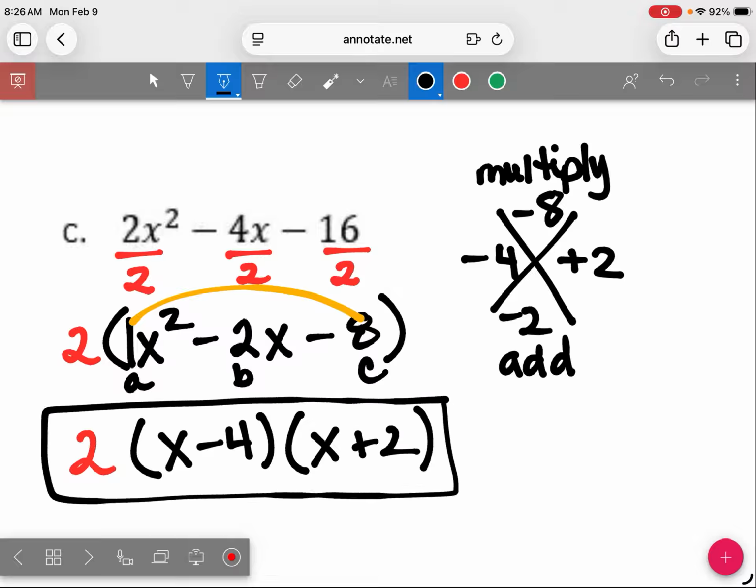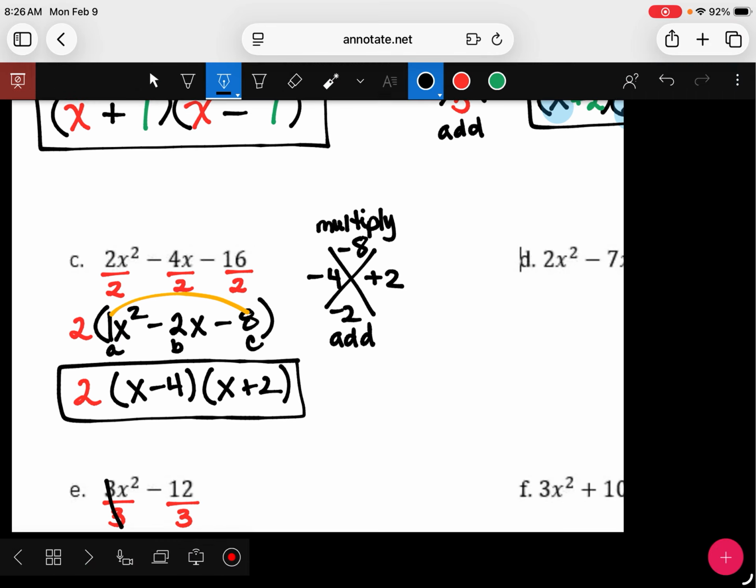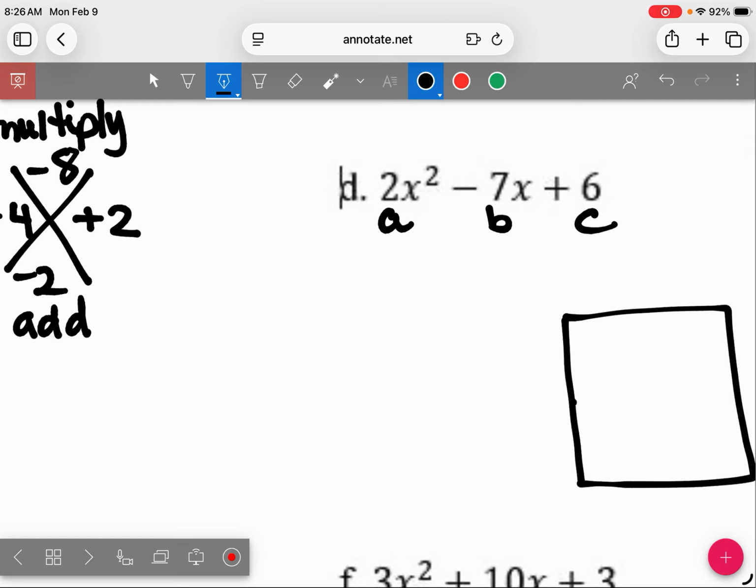All right. Now let's go to D. Now we get to D. This is the first time we have to make a box. Because my first value, or A, is 2, and this one does not have a GCF. So let's make our box. Now this number here, whatever is in the front, that always goes top left. And the last number always goes bottom right.